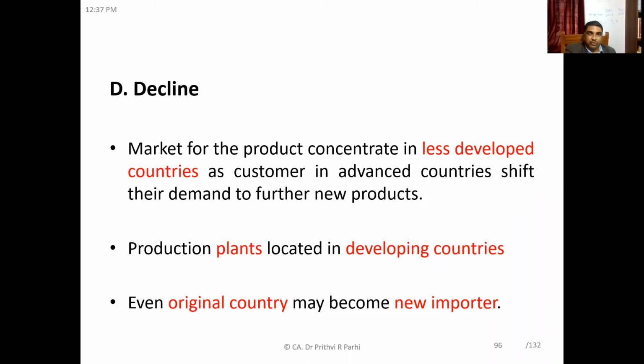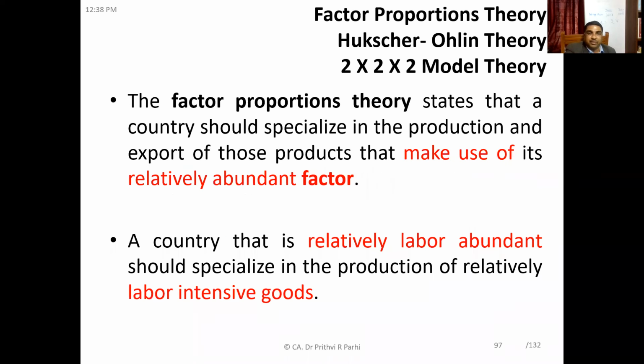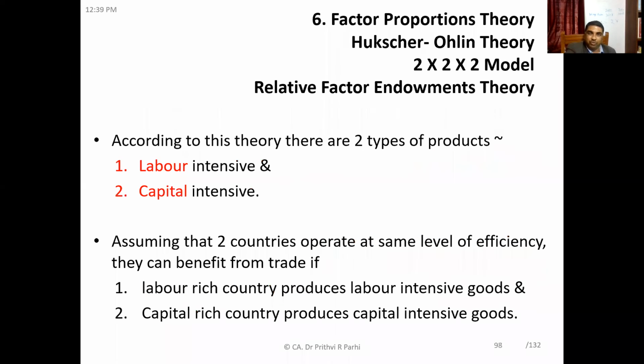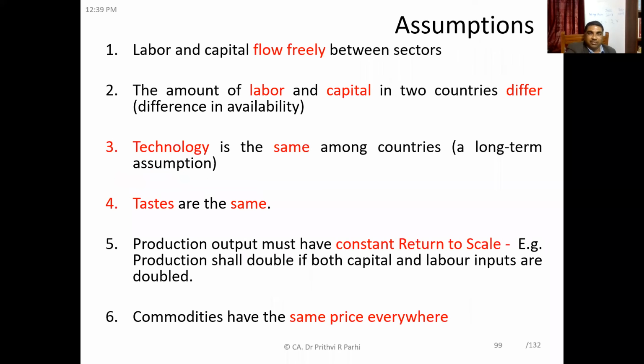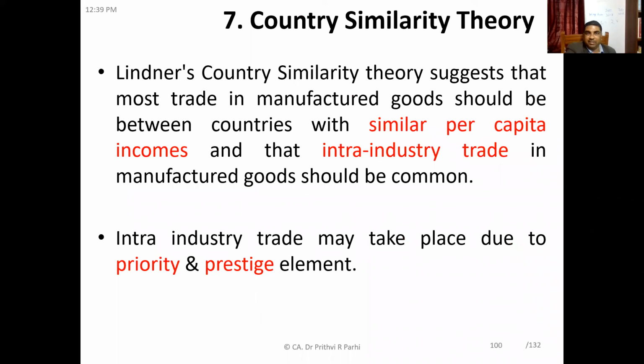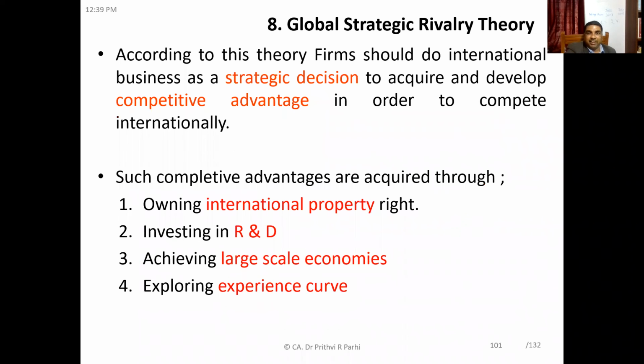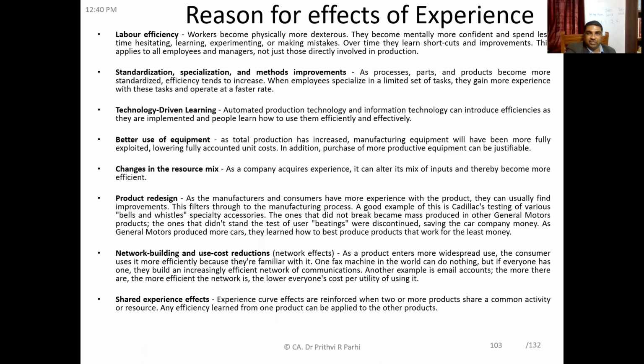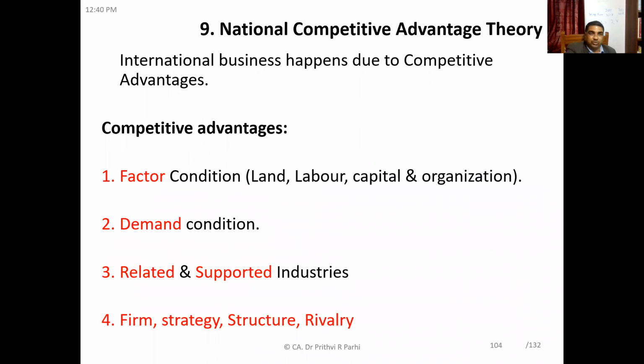Friends, there are a few more theories we will be learning. Just to give you some brief idea. There is one theory called the Heckscher-Ohlin theory, or 2 by 2 by 2 model. We will be seeing that theory. Relative factor endowment theory is a similar kind of thing. Country similarity theory, strategic rivalry theory. So these are some more theories we'll be learning in due course.